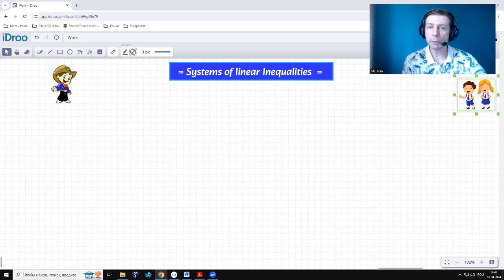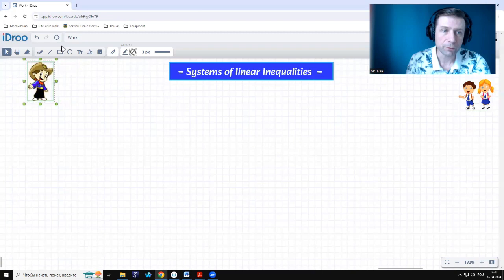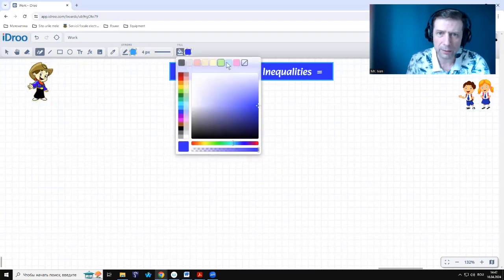Later on, we'll talk about double inequalities. Later on, we'll talk about the quadratic ones, which are also very interesting things to work with. But now let's get started with the simplest things, okay? So probably the first example could be like this.